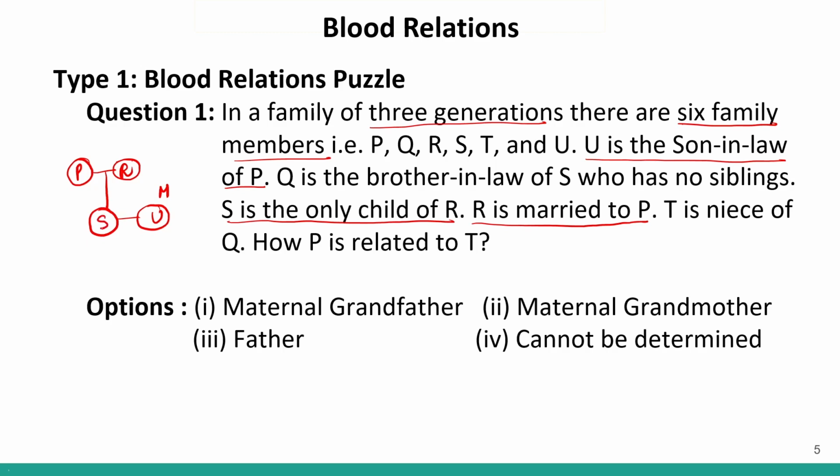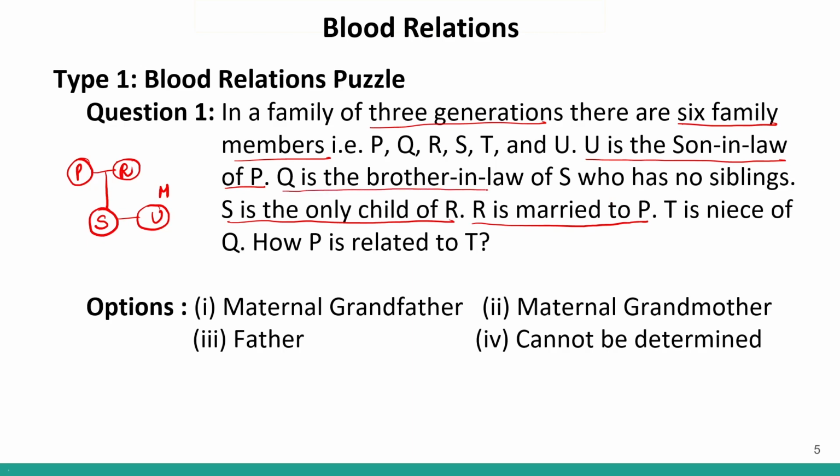That means S will be the only child of R. The genders of P, R and S are still unknown. We can just draw this much of the chart based on the information, based on the data. Okay. Then let us come here.